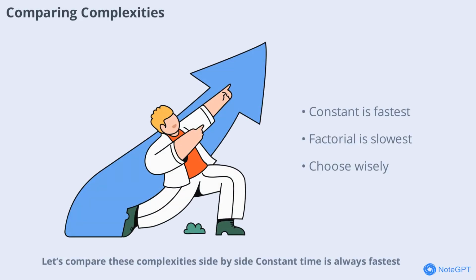Let's compare these complexities side by side. Constant time is always fastest, followed by logarithmic, linear, linearithmic, quadratic, exponential, and finally factorial. As you move up the scale, algorithms become less practical for large inputs.